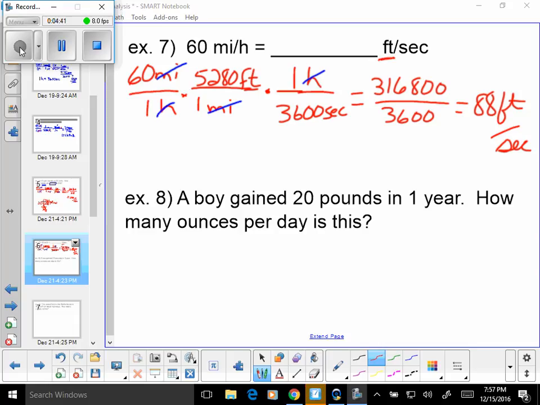That's almost 3 times the width of my classroom in 1 second. All right, again, try example 8.